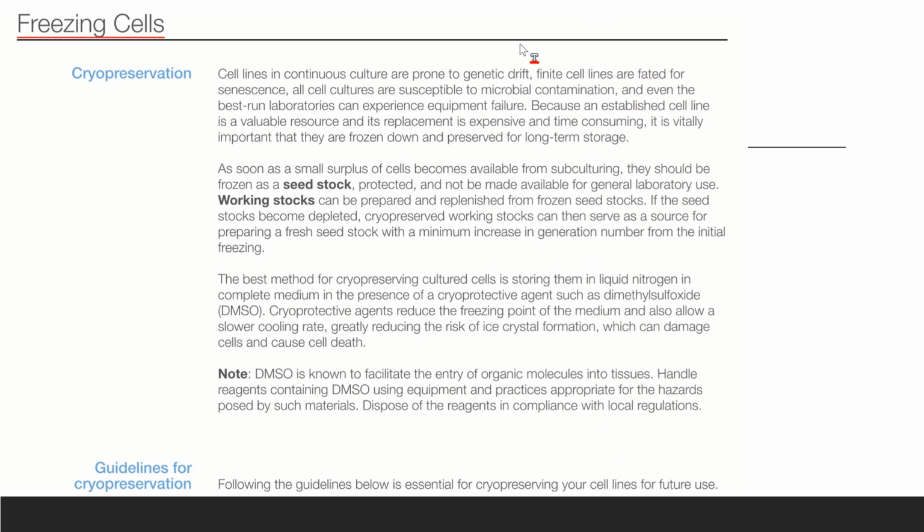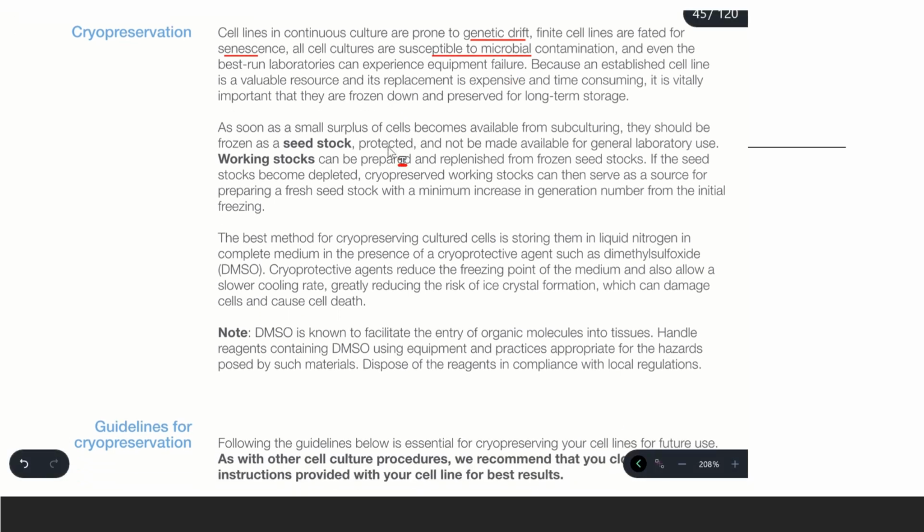Cell lines in continuous culture are prone to genetic drift. Finite cell lines are fated for senescence, and all cell cultures are susceptible to microbial contamination, and even the best run laboratories can experience equipment failure. Because an established cell line is valuable, you have to make sure you expand and freeze down.